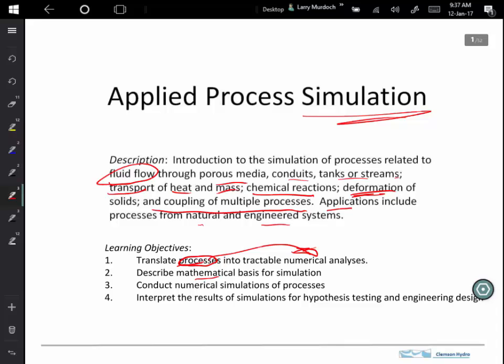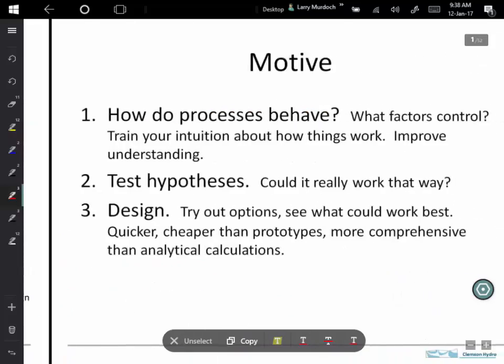So we'll be using software and simulators, and it's easy to get lulled into using those as a black box. But one of the objectives that I have is that that won't be the case. That you'll have some grounding in the mathematical basis, and then we want you to be able to conduct numerical simulations of these processes and interpret the results for a variety of applications. So hopefully, maybe on the last day of class we can go back to this and see how well we did. But that's the big picture.